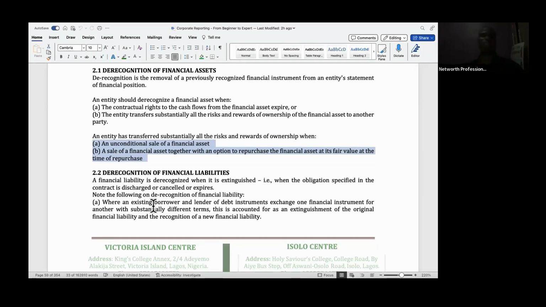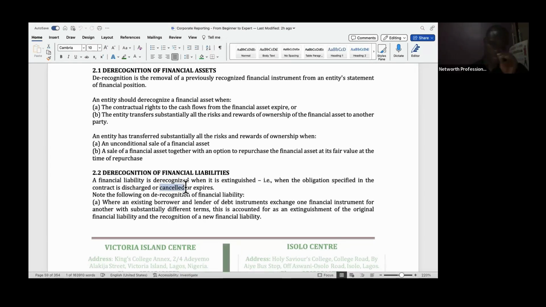We said a financial liability is recognized when it is extinguished. And when we say extinguished, we are talking about when the obligation is either settled or discharged, or it could be cancelled, or it could have expired. Then you derecognize your financial liability in those cases.